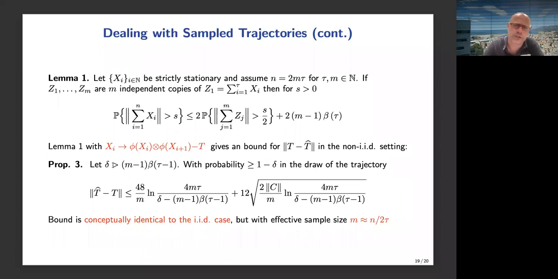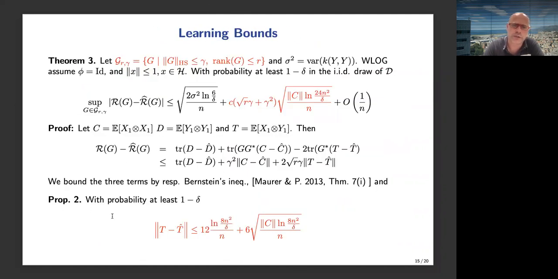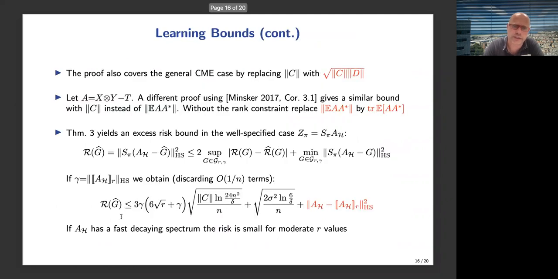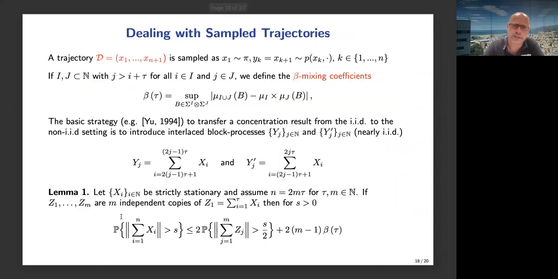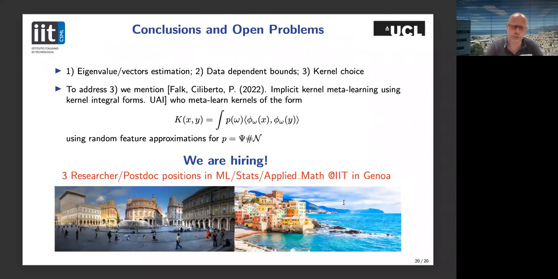Here you see proposition three, which can be compared to proposition two, right? How it is modified when the sample is not IID. We see that we essentially get the same bound, but the sample size needs to be replaced by an effective sample size, which is the sample size divided by the mixing time. The mixing time is the time at which this beta mixing coefficient is very small. Okay, so with this, I want to conclude.